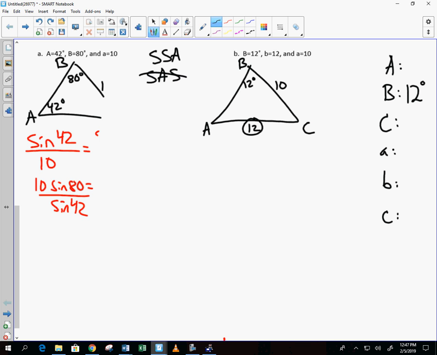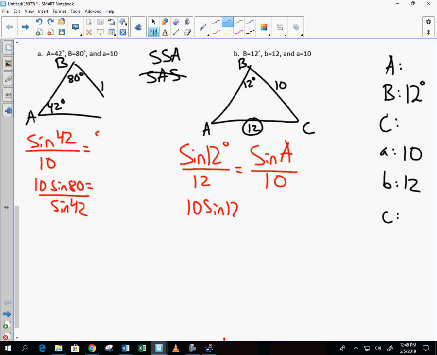12 degrees. Side B is 12. Side A is 10. What am I solving for right now? Angle A. Sine of 12 degrees divided by 12 is equal to the sine of A divided by 10. I'm looking for angle A. Now, as you cross multiply, notice I could just multiply by 10 over here. I have 10 sine of 12 degrees divided by 12 is equal to the sine of A.